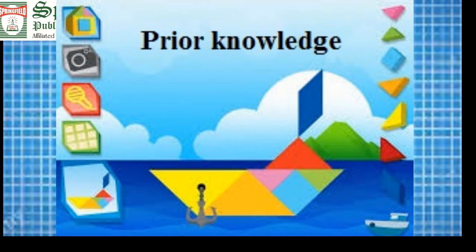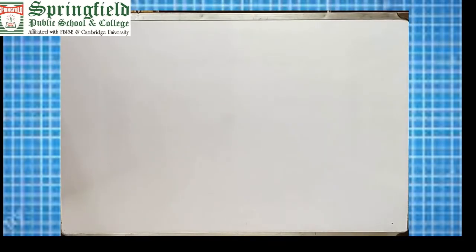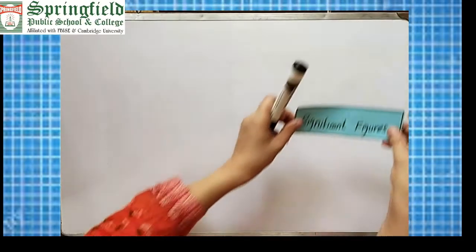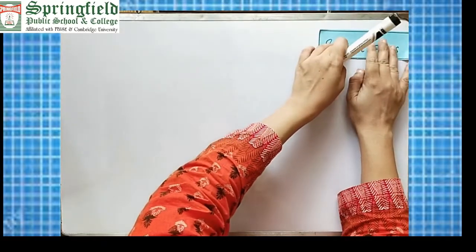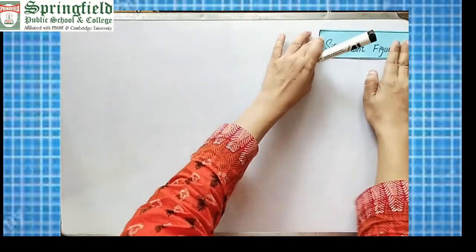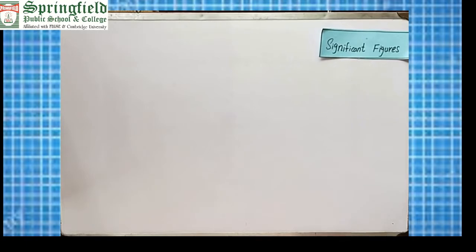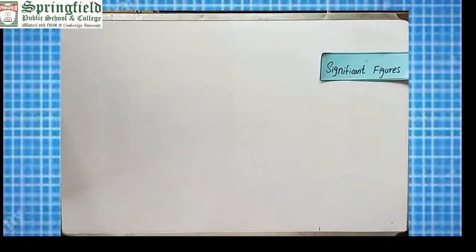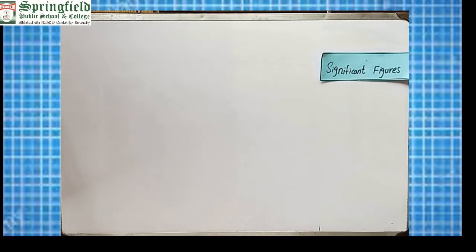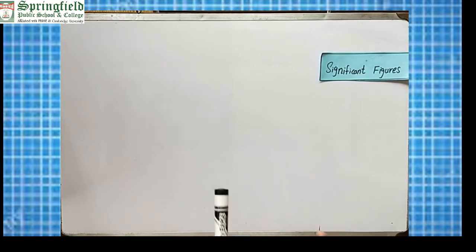Fine. Okay beta, as we have already discussed in the previous lecture, what is the meaning of significant figure and what is the exact definition of significant figure. Significant figures are used to reflect the degree of accuracy. A number is more accurate when it is given to a greater number of significant figures. This is the exact definition of significant figure.